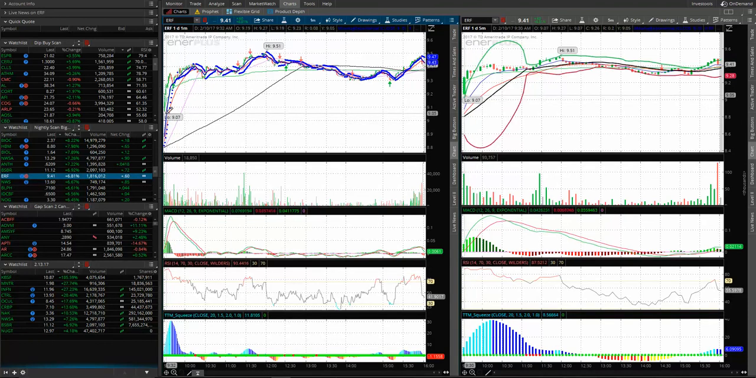ERF opened at $9. Hit a high of 951. It gave back some of those gains, but then closed strong, almost at its high. ERF had some volume. Not super liquid, but liquid enough. You know what? I'll put ERF on.